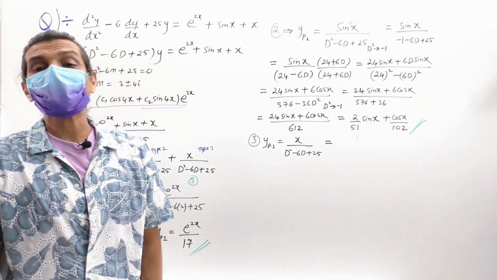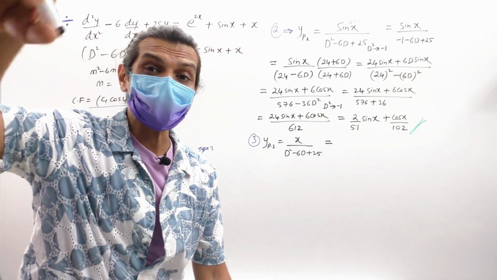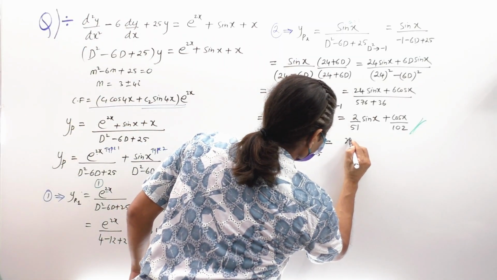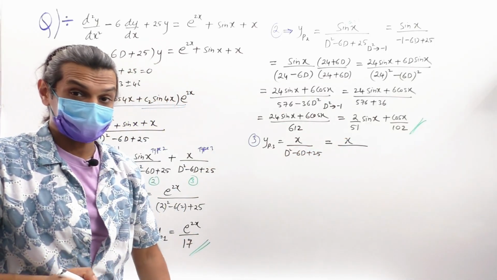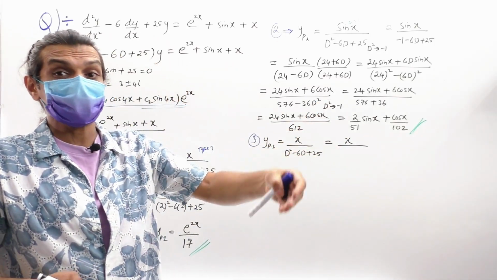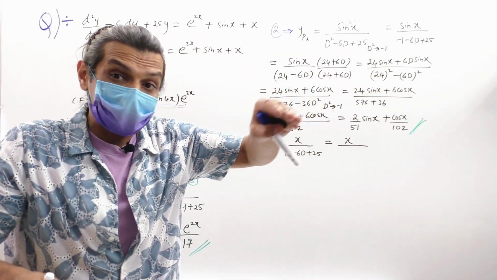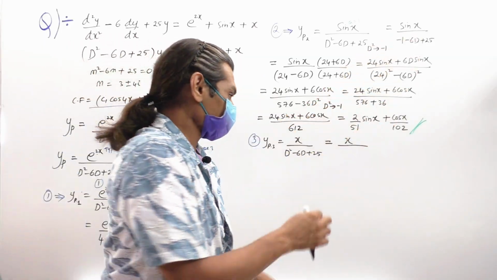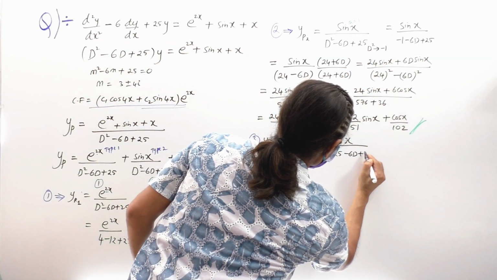If the numerator is polynomial algebra, then the solution is the quotient of the numerator in descending order, big to small: x cube, x square, and so on. There is only x here, so leave it as it is. But the denominator is in ascending order, small to big: constant, d, d square, d cube, and so on. So here it is 25 minus 6d plus d square.